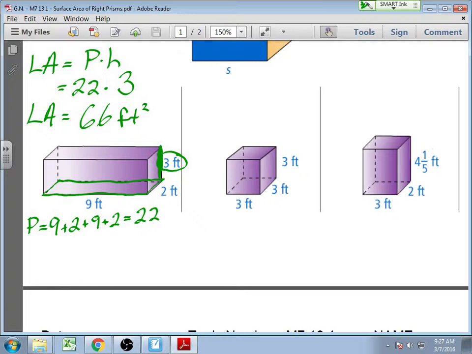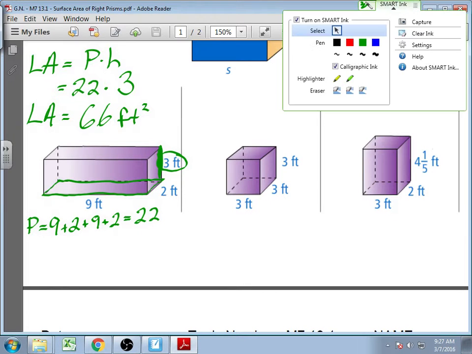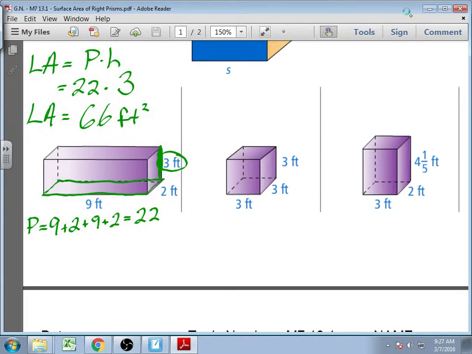Then I need to find out what's the area of my base. Well, remember, my base, I already determined, is what I drew green around. I'm using that big rectangle as my base. So to find the area of this guy, how do I do it? 9 times 2, right? I'm going to label that big B for the area of the base. That's going to be 18.